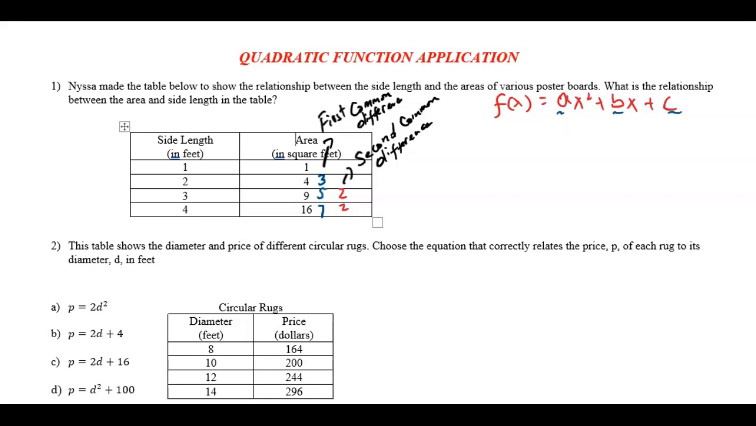So now, how do we find the a value for the quadratic function? Given a table, the a value is equal to the second common difference divided by 2. So we take half of the second common difference. In this case, the second common difference is 2. So we're going to have 2 divided by 2, which is 1. So therefore, a is equal to 1.